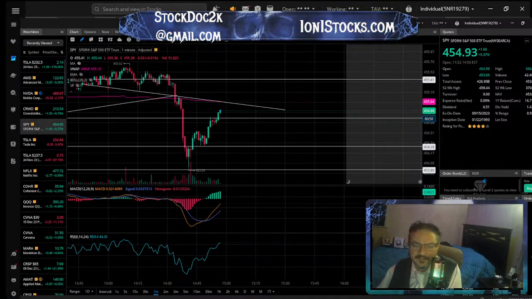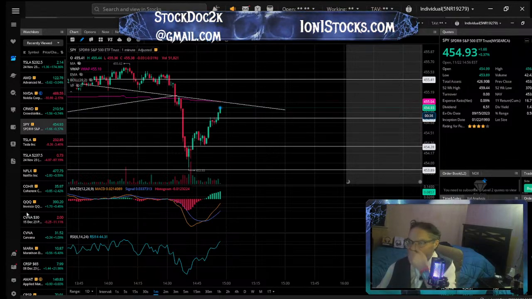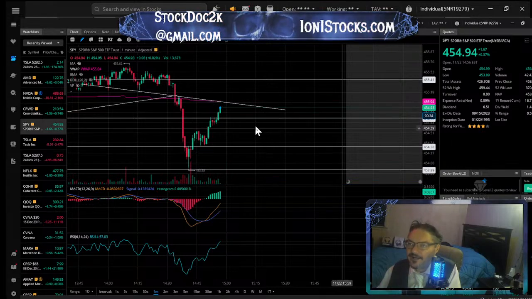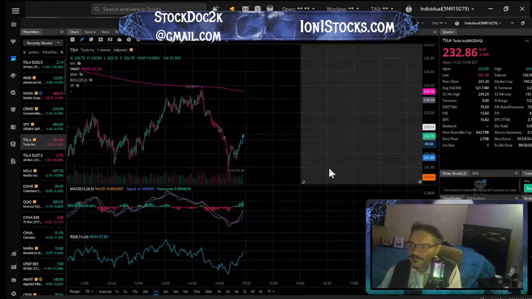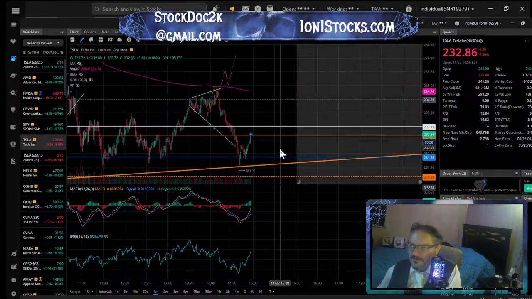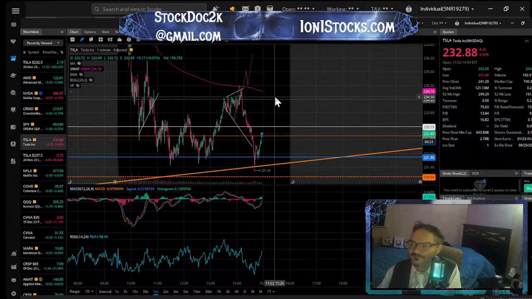Negative GEX brings volatility, but also to have that outlier like that, I'm going to refresh and see if that's even still there. Okay, SPY is traveling back up to the VWAP. That's interesting. Tesla is going to be closing not above the VWAP. That is for sure.